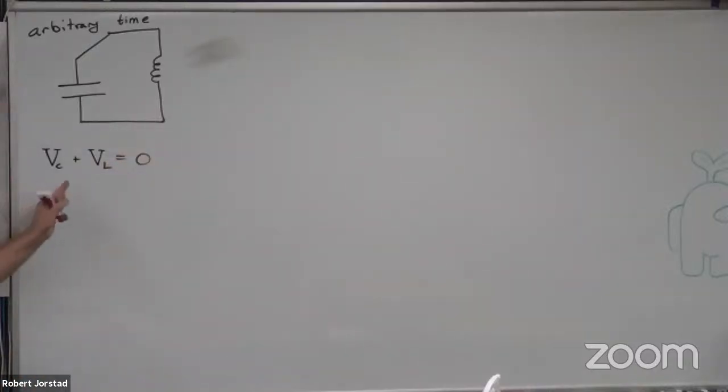Now, I want you to give me a little bit of latitude. I'm going to hand wave the minus signs, but I promise to come back to it later. You might be saying, wait, shouldn't it be plus, minus? I don't care. But now, how does this voltage across the capacitor relate to charge?